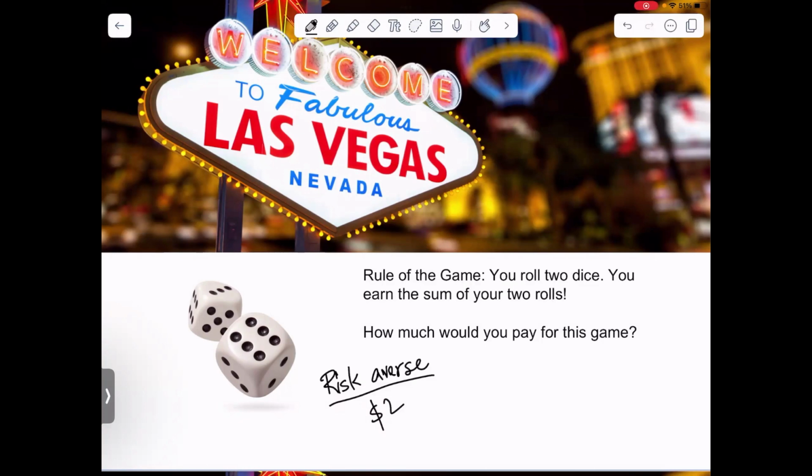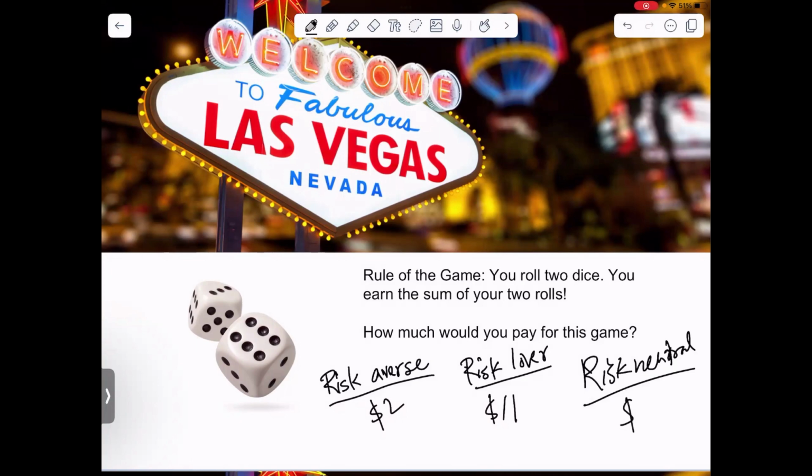Some of you might be what is called risk lover, and some people might say, okay, I'm going to pay as high as $12 because I know I have a chance of making 6 and 6, 12. So let's say not 12, but at least I'm going to pay $11. And some of you might be what is called risk neutral, meaning those people will be somewhere in between. They will not pay as low as $2 and will not pay as high as $11. They will maybe pay something like $5 to $6.